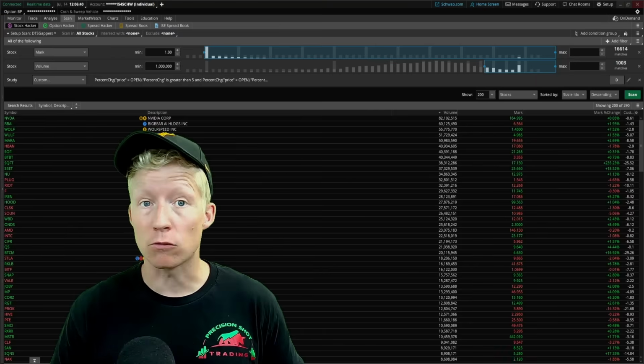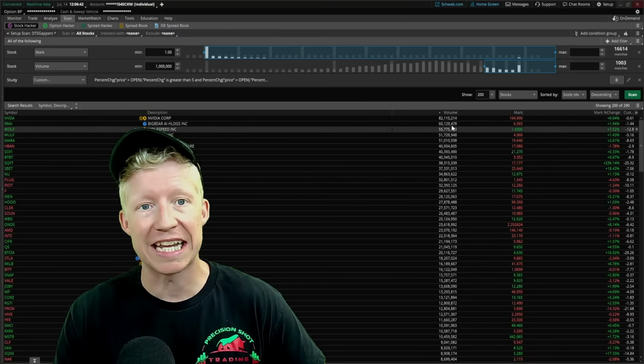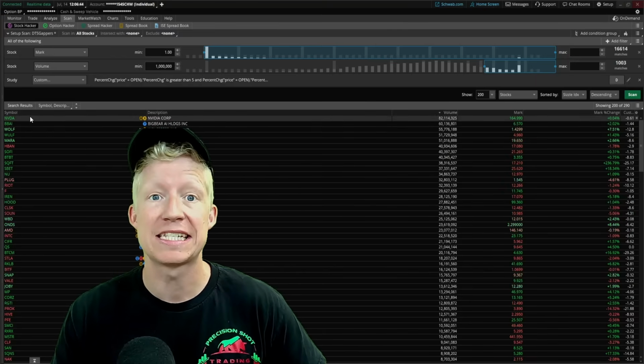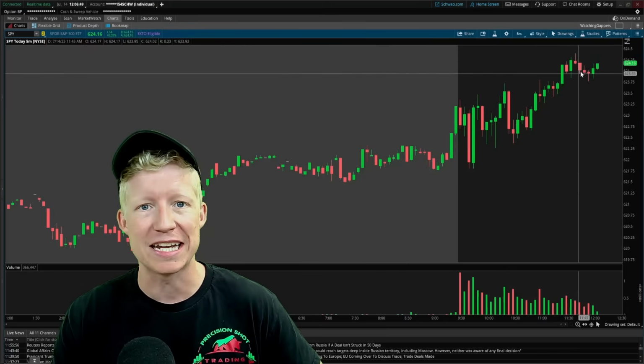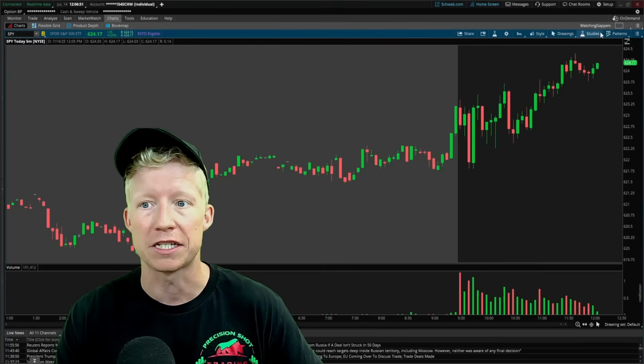And the first stock being returned on this scanner, as we sorted ascending top down by volume, is Nvidia. Unsurprising, Nvidia is an absolute beast. Not surprised to see that it is showing up on a continuation scanner.